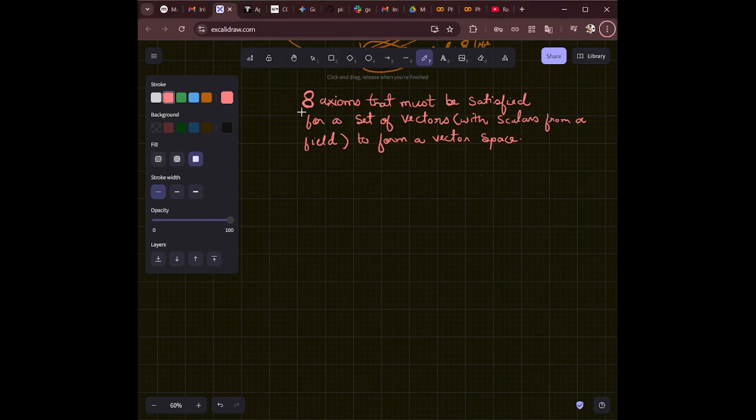So today we are going to understand what are the eight axioms that must be satisfied for a set of vectors with scalars from a field to form a vector space. Previously, we tried to understand what a field means. A field is something that has all the scalars with inverses except zero. We also saw integers and why they are not a field, because there does not exist an inverse. For example, for -2, we are not able to find any inverse.